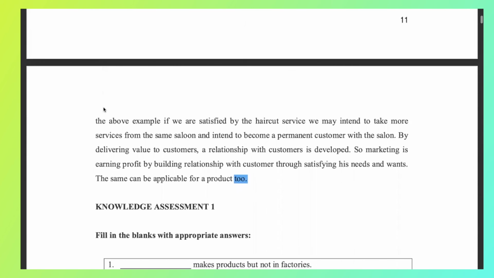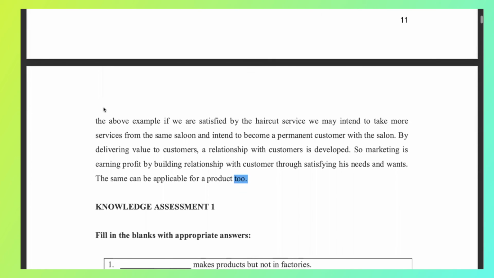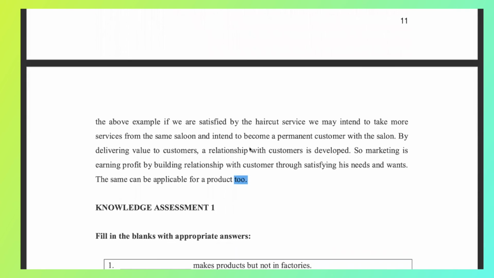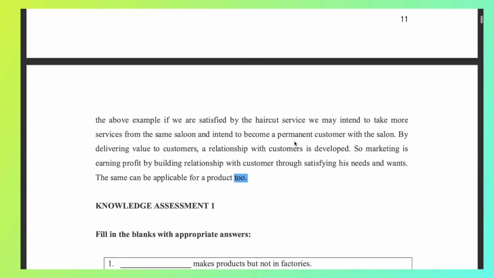In the above example, if we are satisfied by the haircut service, we may intend to take more services from the same salon and intend to become a permanent customer of the salon. So here you can see a little bit of customer relationship marketing, how you are impressed with the salon's services. So now you are loyal to them and you go to them every time because they know how to do your haircut. You're happy with the product, you're happy with the service that you experience. And so you become a permanent customer, and by delivering value to the customer, a relationship with the customer is developed.